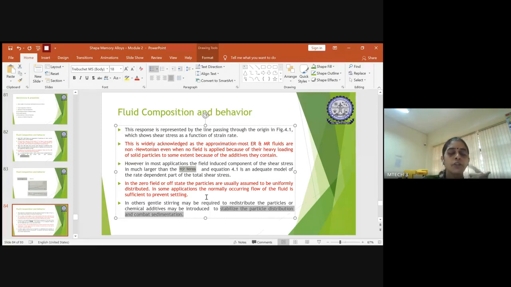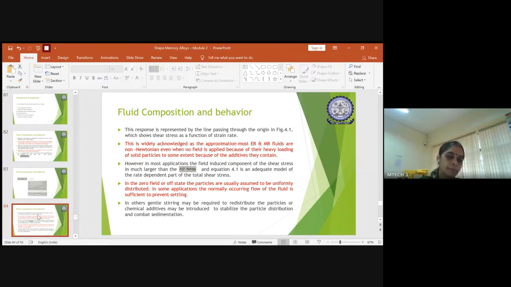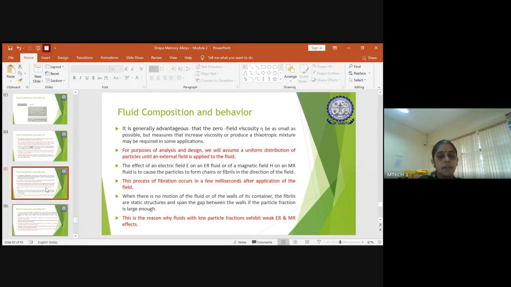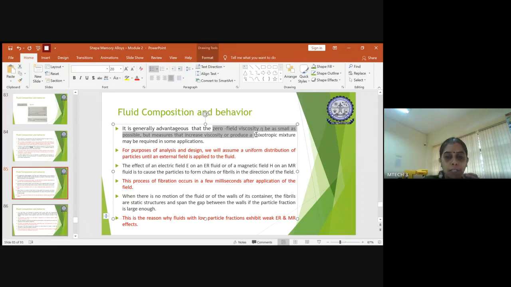If one doesn't work, you should try the second. If the second doesn't work, you should try the third, until all the particles are stabilized in the given fluid. Stabilized in the sense that they should be uniformly dispersed throughout the fluid. So this adjustment is very much essential.